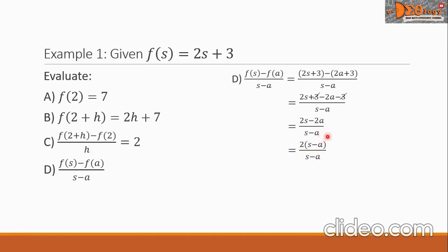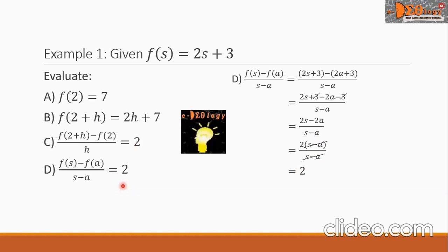This s minus a has a counterpart in the denominator, which is s minus a also. It means we can cancel the s minus a and the s minus a in the denominator respectively. So the final answer is 2. And we copy this answer opposite this letter D. So we finally completed our answers for example 1. These are our final answers.